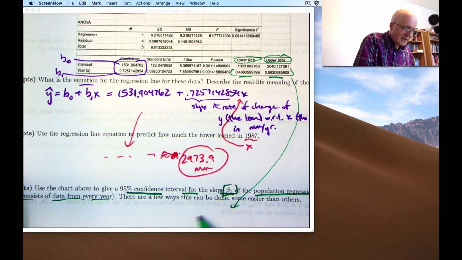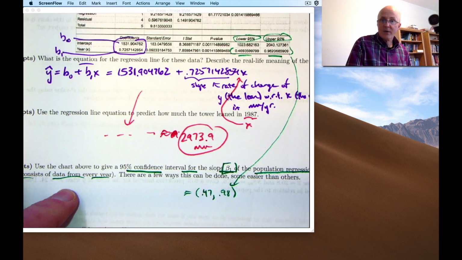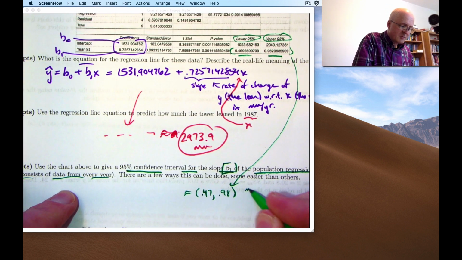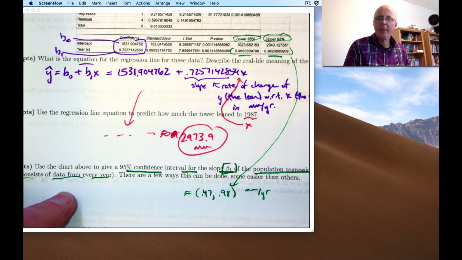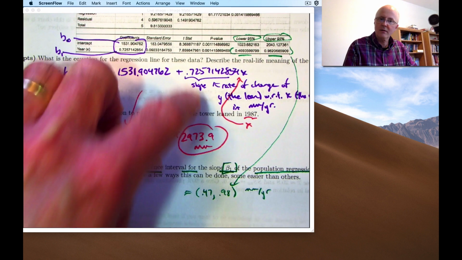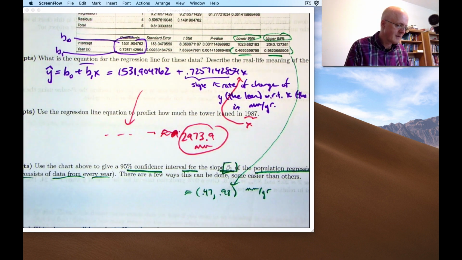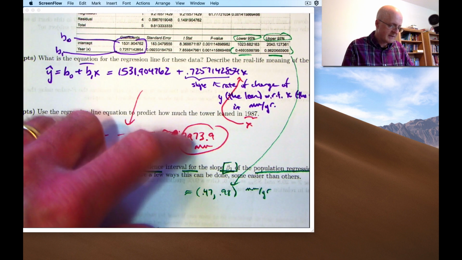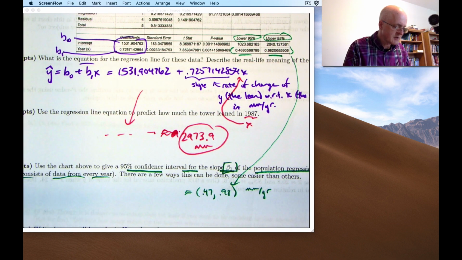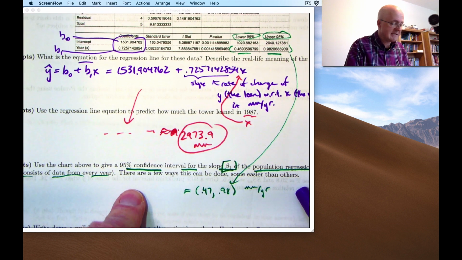Okay, so we can just say the answer is approximately 0.47 to 0.98. It's an estimate for a slope, so this would be in millimeters per year, the same units as the slope of this individual number up there. This is centered on about 0.725 or 726, and you could double check that. Is there any other way this could be found? Yeah, but that's what I showed you just now is the easiest way.